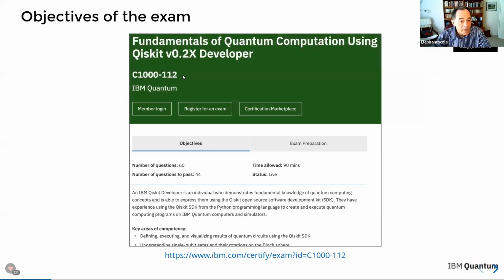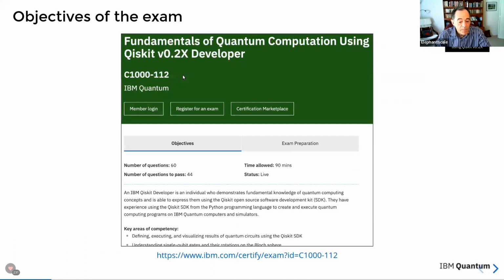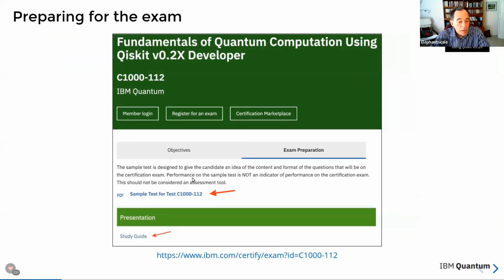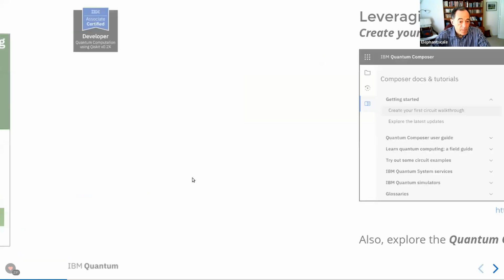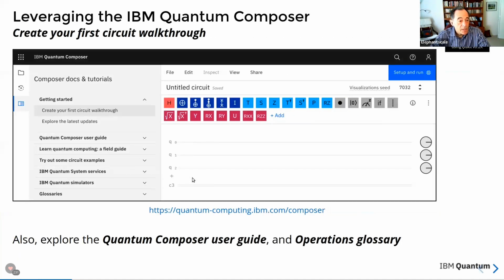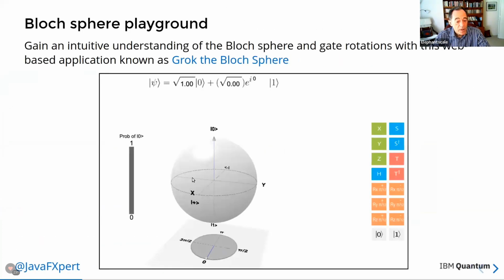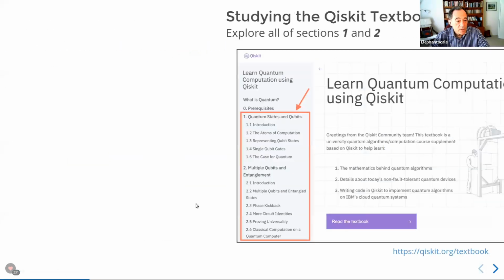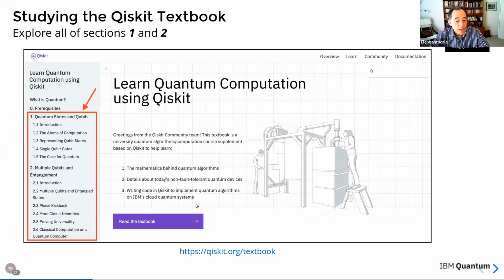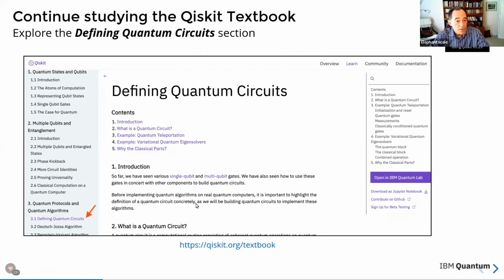Okay, but I myself want to go through the exam, and there are 60 questions and 44 you need to pass. Now they go into some examples. Last time, what I did is I showed you questions, and these questions were not easy. All right, here. So it's a nice Bloch sphere. Okay, that's all nice, but let's come to the questions.